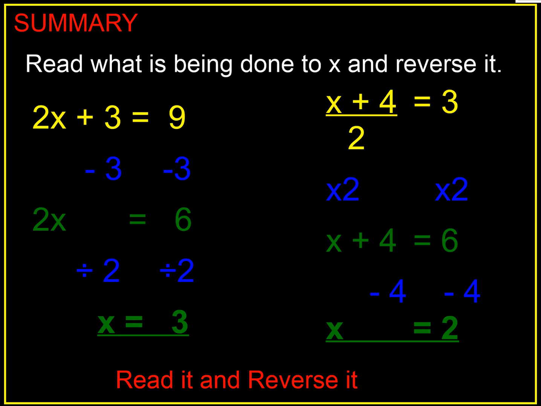Okay, so in summary, where we can see there's a single x in our equation, we can read what is being done to our x. On the left hand side, it's x multiplied by 2, add 3, and do the opposite, do the reverse. So read it and reverse it. I hope that's of use.